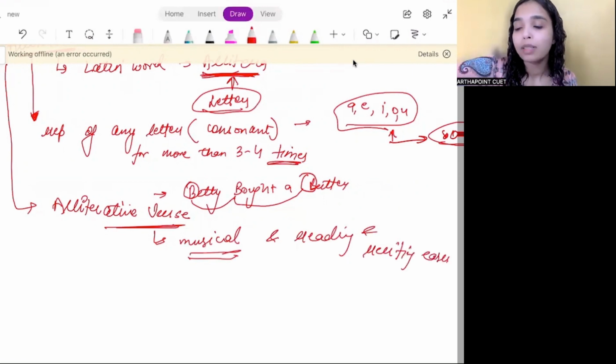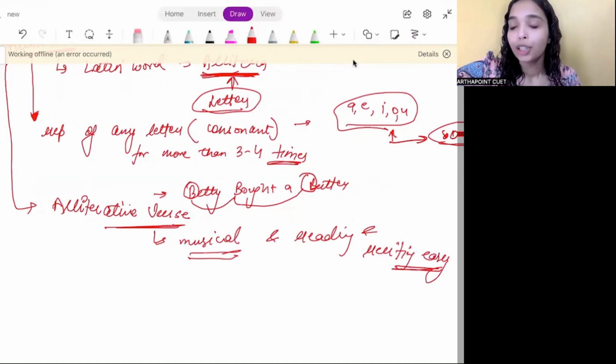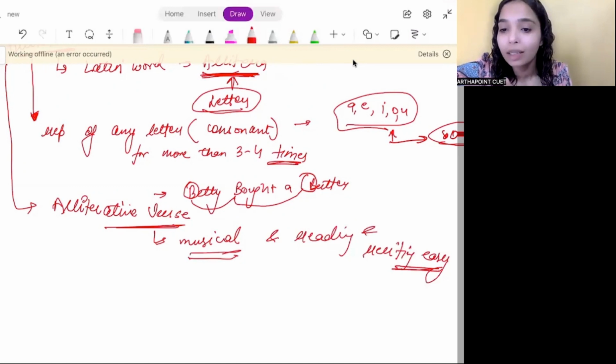Now, what happened was that during the Old English period, during the Middle English period, people were reciting more, right? So, it was more word of mouth translations that were happening. Therefore, alliteration made it more musical. Alliteration made it easier to read and easy to recite. So, it improved the memory of people. So, people could easily remember the lines, right?